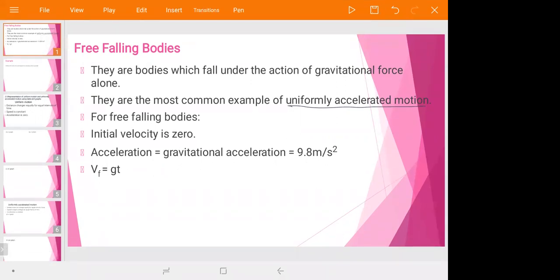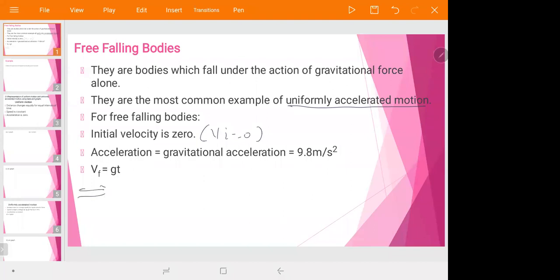For free falling bodies, the initial velocity is 0, because the body falls from rest. The acceleration is equal to the gravitational acceleration, which is 9.8 meter per second square. Therefore, the final velocity is equal to gravitational acceleration times time.